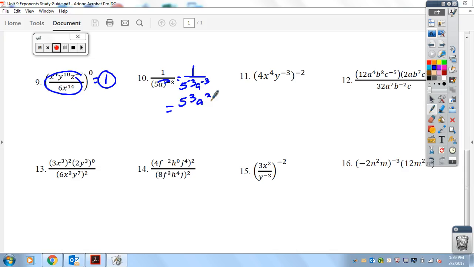5 to the 3rd, 8 to the 3rd, and 1's on the bottom, where you just save this. Technically, you could do this, as long as you don't have negative exponents.